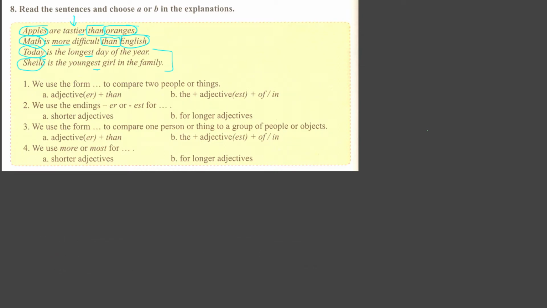So for number 1, we use the form blank to compare two people or things. So we can look at the example sentences and see that these two, the first two, are comparative sentences, and the first one uses adjective er plus than.